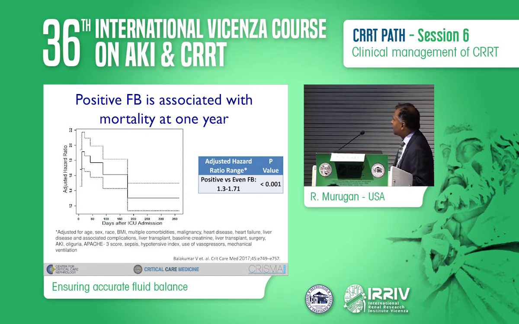As you can see here, a hazard ratio above 1 indicates that positive fluid balance is associated with increased risk of death. And although the hazard associated with fluid overload on mortality decreases over time, nevertheless it stays above 1 during that entire year.